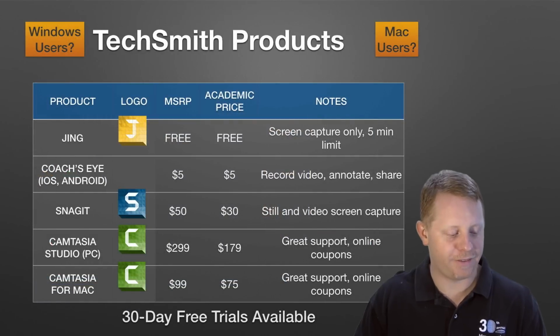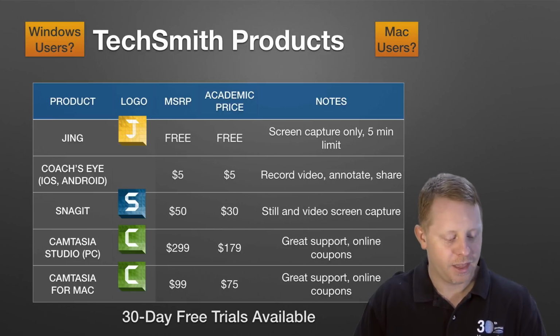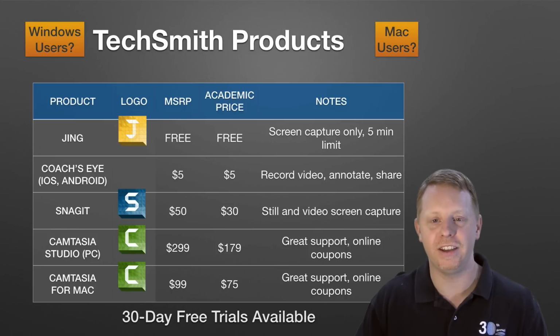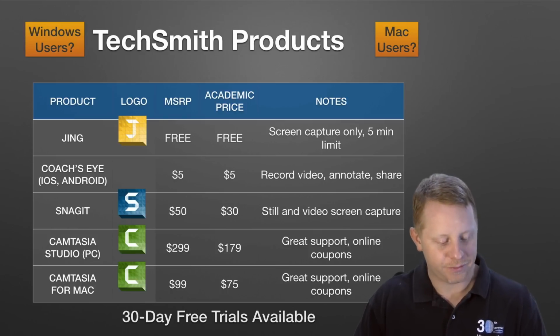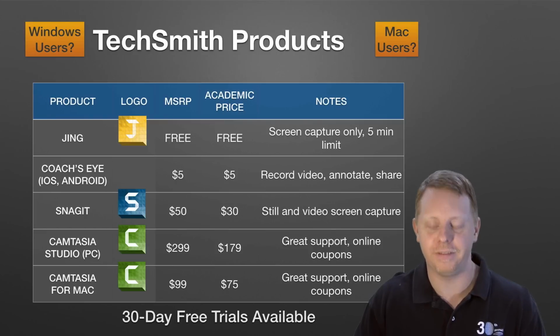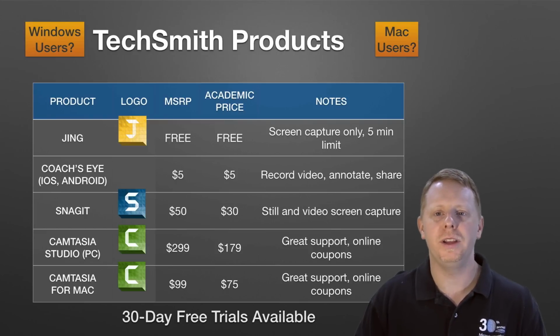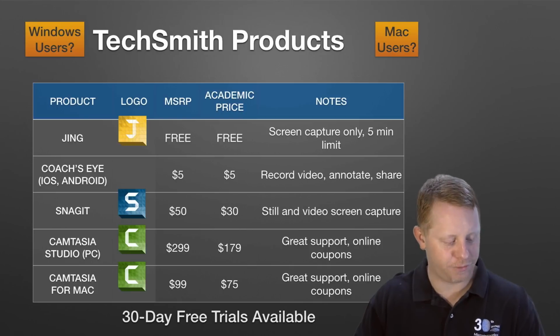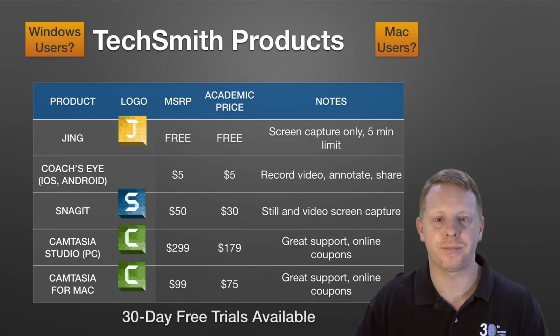Their products, they have a free one called Jing that allows you to just make a 5-minute video screen capture only. They have Coach's Eye for iOS and Android that allows you to record and annotate video and share. Snagit, which you can find for $30 for an academic price, gives you still and video screen capture. But the real products for those who are getting more deeply into flipped classroom work are Camtasia Studio for the PC and Camtasia for Mac.